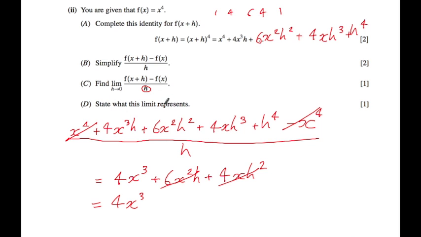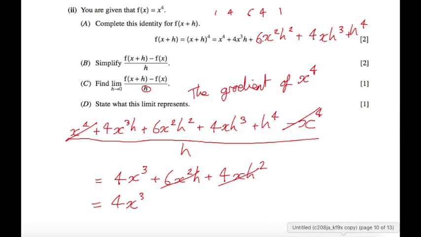So state what this limit represents. So hopefully you recognise this is the gradient of x to the 4, or the derivative of x to the 4. I think I probably should have put derivative there. So let's look at the mark scheme to check.